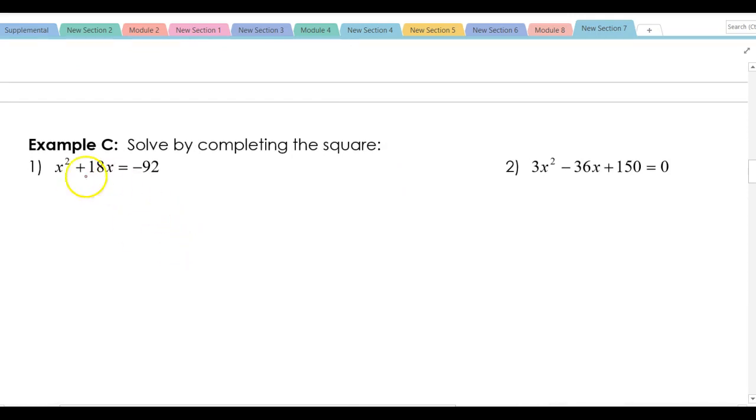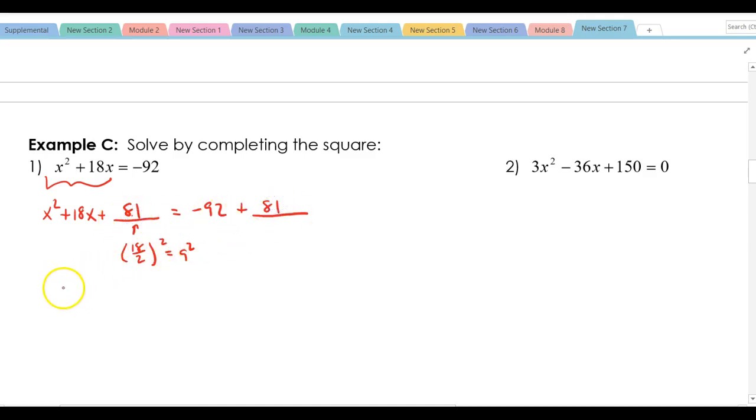So the next example, I already have the constant on the right side. So right here, I'm going to complete the square. Okay, so x squared plus 18x. I'm going to have to add something here, and then I'm going to have to add the same amount here. How do I find this number? I take 18 divided by 2, square it, and it gives me 9. Okay, and 9 squared is 81. So if I add 81 to this side, I add 81 to this side.